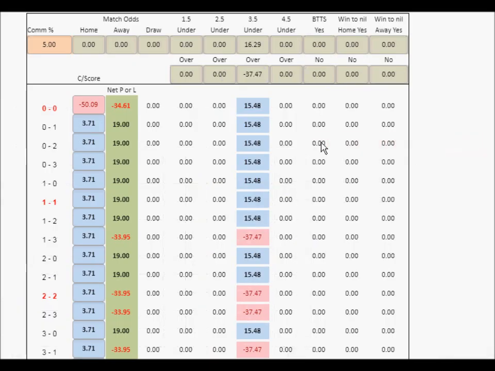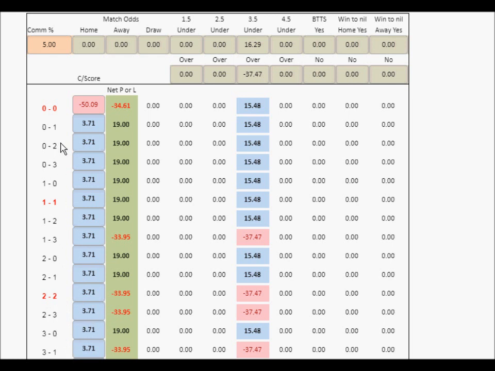Now here in the calculator you can see my lay of 0-0 there and 3.71 against all the other scores, and my lay of under 3.5 there, 37.47, and a profit of 16.29. If you were watching a YouTube video and you saw this going on, you could possibly work out what this strategy is by looking at the profit and loss down here. Now we can see that we've got a loss against 0-0, we've got a profit against 1-0, sorry, 0-1, 0-2, 0-3, 1 goal, 2 goals, 3 goals, but not against 4 goals. So anything that's got 4 goals or more, look, is red.